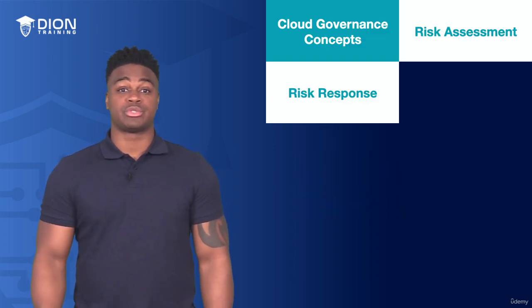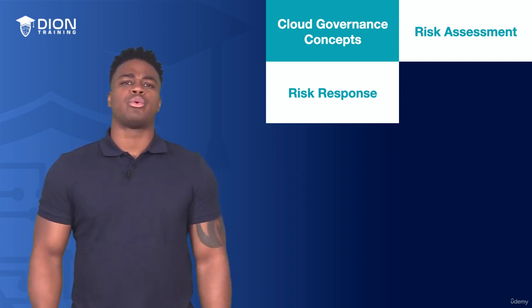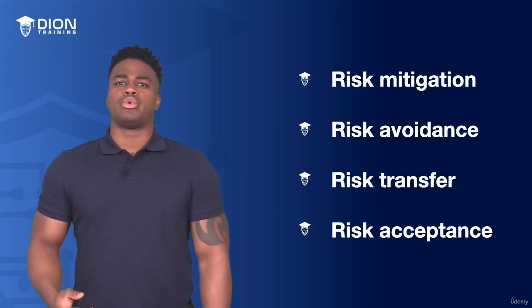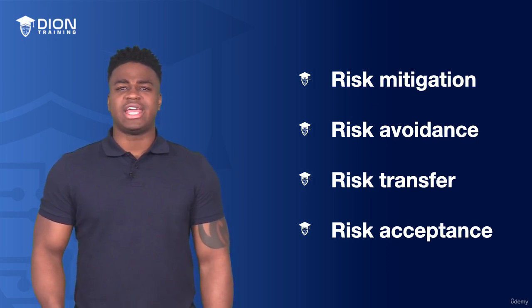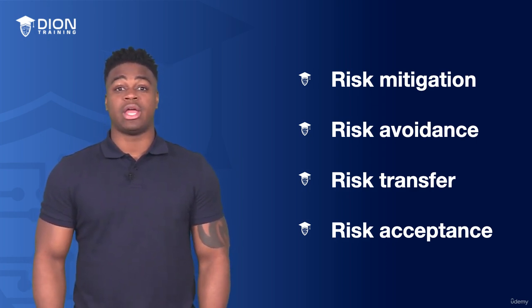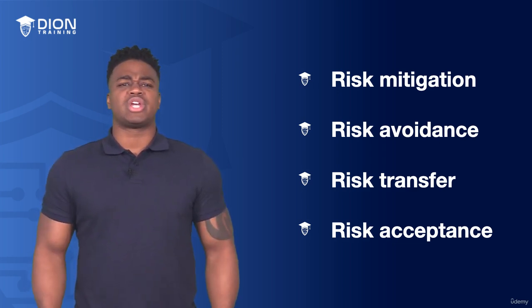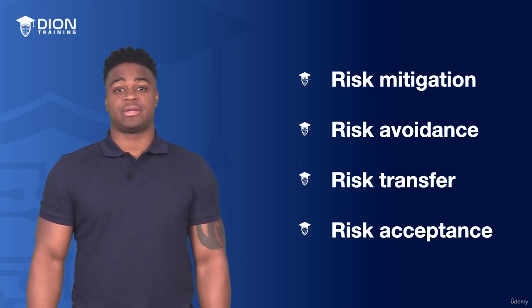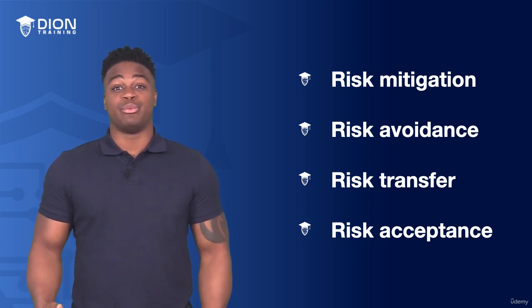Then we will discuss risk response, which are ways to manage risk once they have been identified. There are 4 risk response strategies that an organization can use to address risk: risk mitigation, risk avoidance, risk transfer, and risk acceptance. Risk mitigation involves taking action to reduce the probability and/or impact of risk. Risk avoidance involves eliminating the risk by changing the project plan or business process. Risk transfer involves shifting the risk to another party, typically through an insurance policy or contract. Risk acceptance involves accepting the risk and creating a contingency plan for when the risk event occurs.